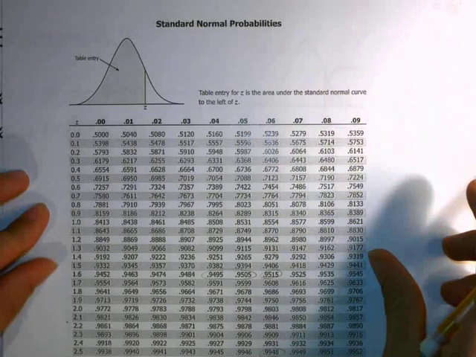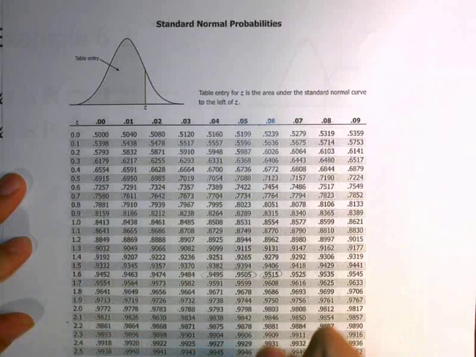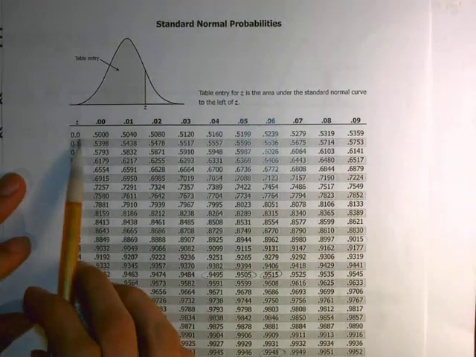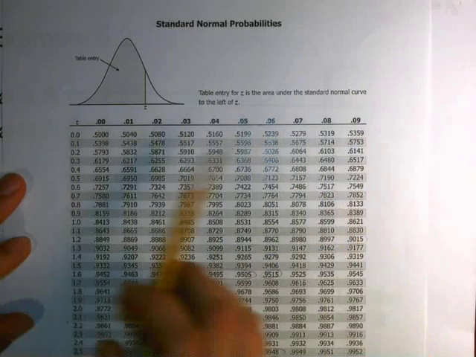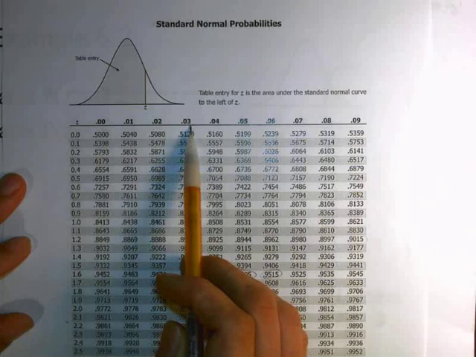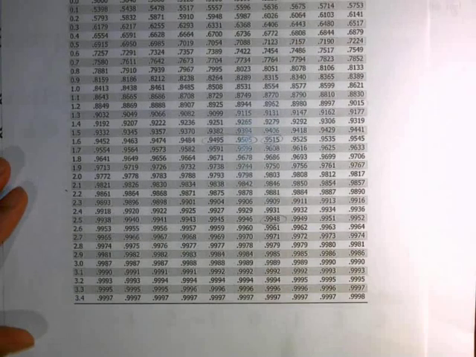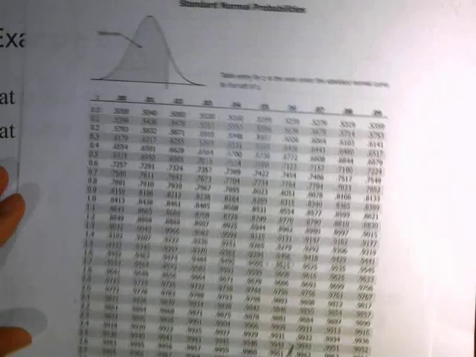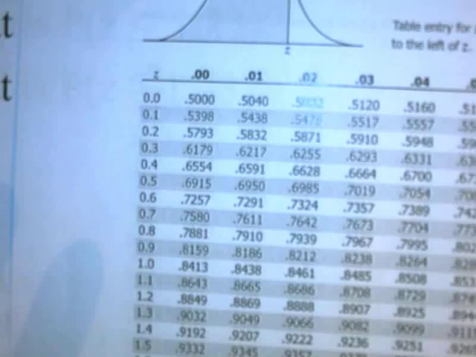So to figure out z values, we use this table here. This table has in the first column the ones place and the first decimal place of z. And over here on the top row, it tells you the second decimal place in z. So if I am looking for z equals 1.23, let me zoom in a little bit.